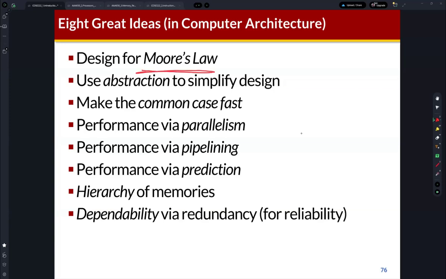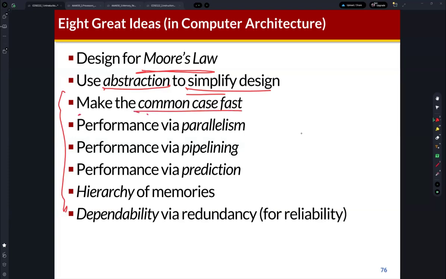Okay, so the 8 ideas: design for Moore's law. Based on Moore's law, they have developed the processor design. And then abstraction. We learned about abstraction, right? In order to simplify design. This approach is important because based on the abstraction concept, we can understand a very complex system. Also, we can simplify design using the abstraction concept. So these are important for processor design.